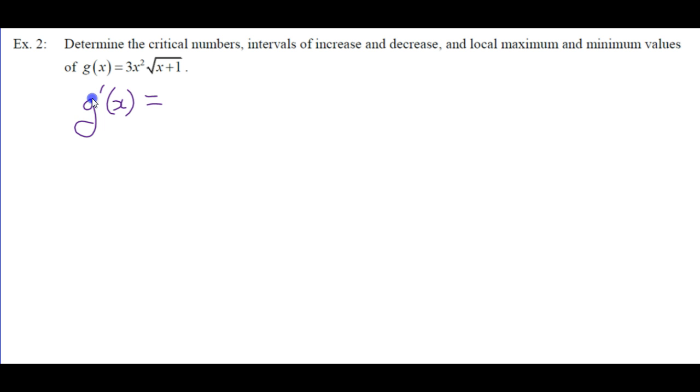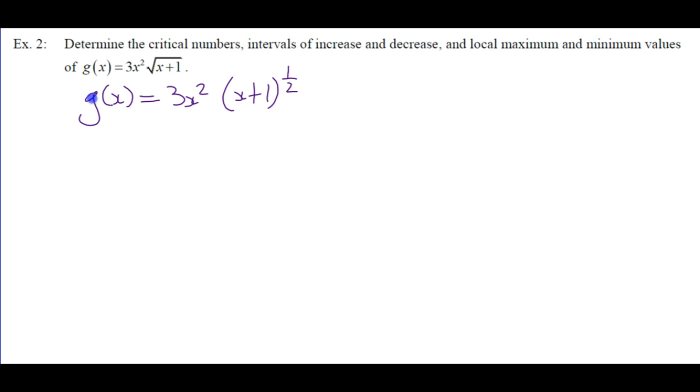So it's 3x squared times, well, okay, wait a sec. Let's do this first. So g of x is 3x squared times x plus 1 to the half. Okay, so let's do that first. Now, we can do the first derivative.